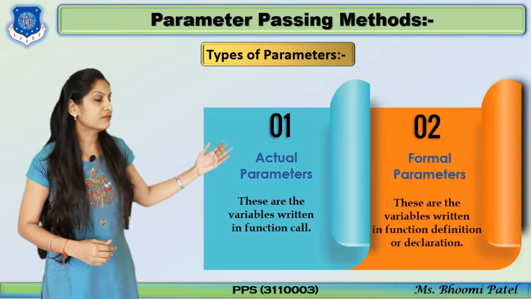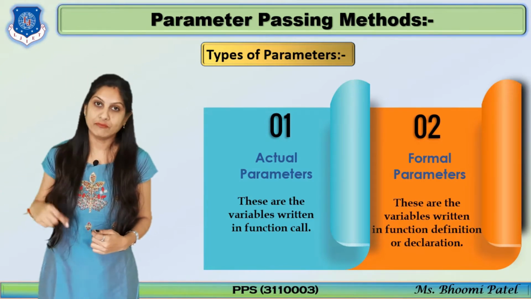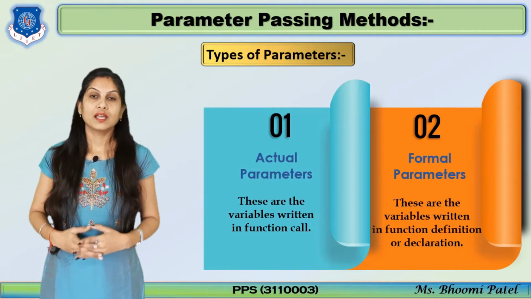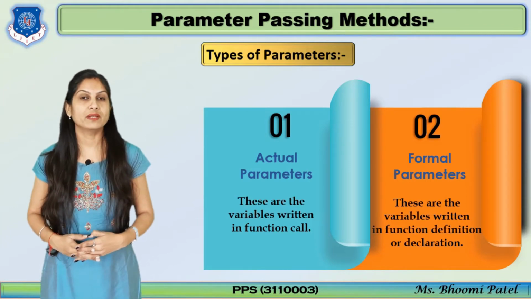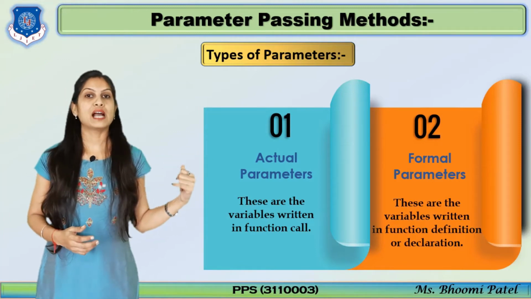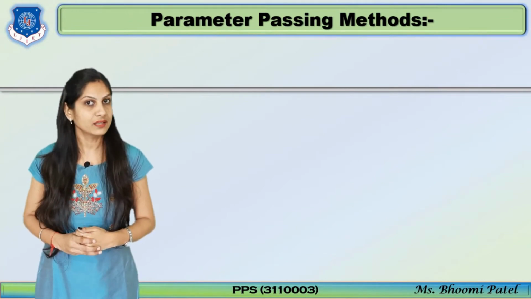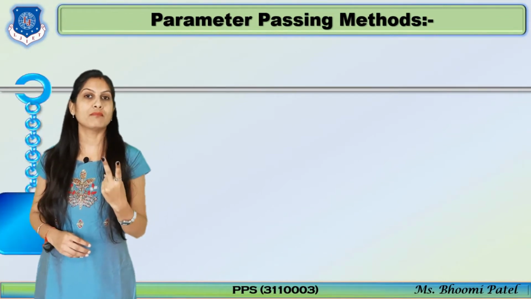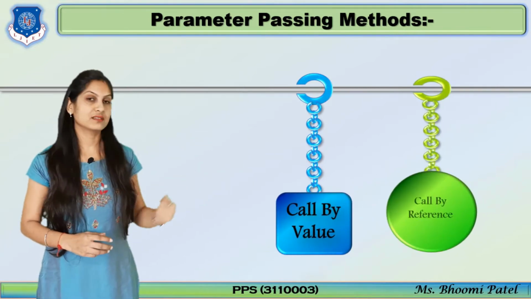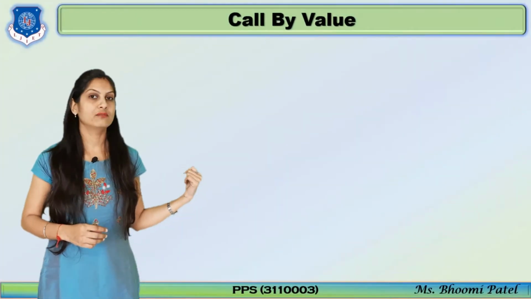Clear? And the second is formal parameters, meaning the arguments which we are writing in our function definition and in a function declaration. In that case, in the formal parameters, the actual values will simply be copied. Clear? So these two terms we have to use in our next theory, that is parameter passing technique, and there are two different methods for passing parameters. First is call by value and second is call by reference.